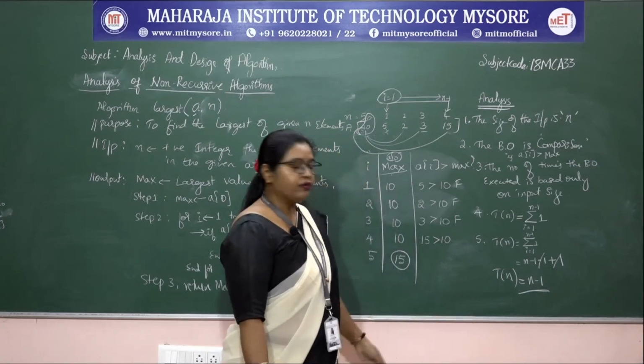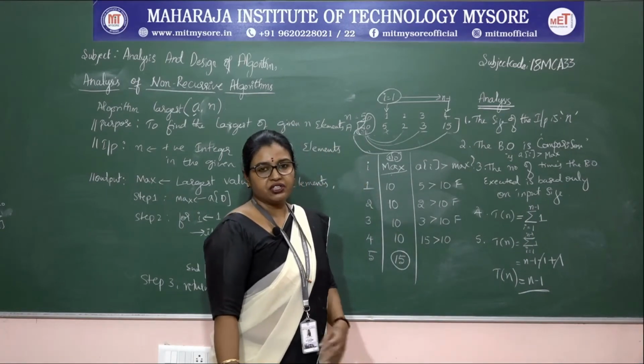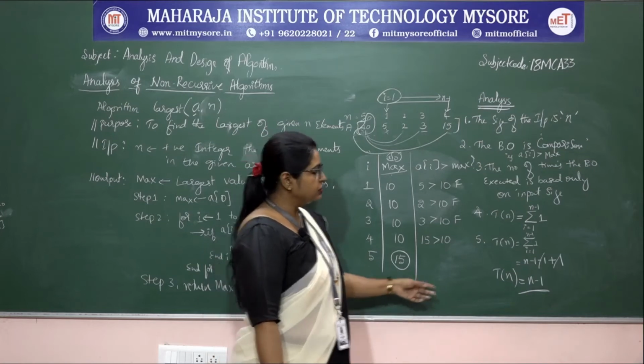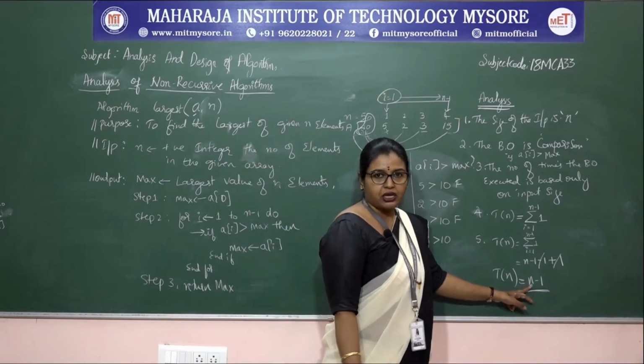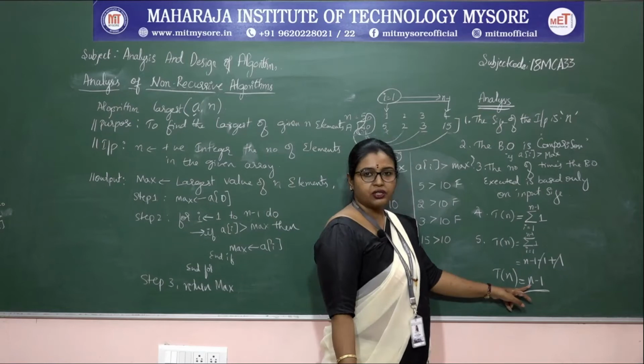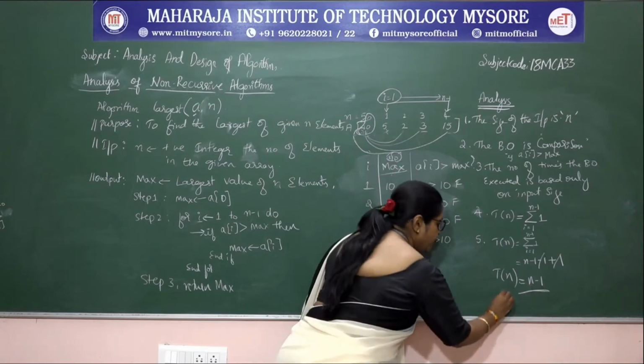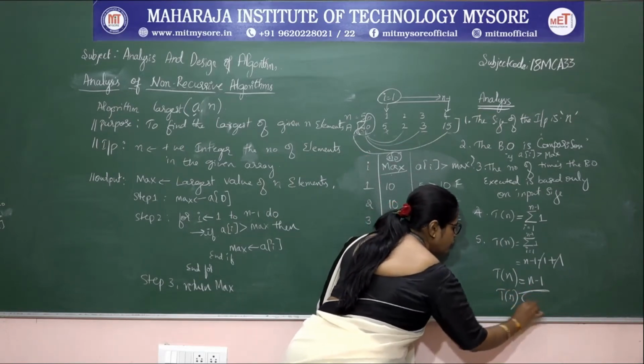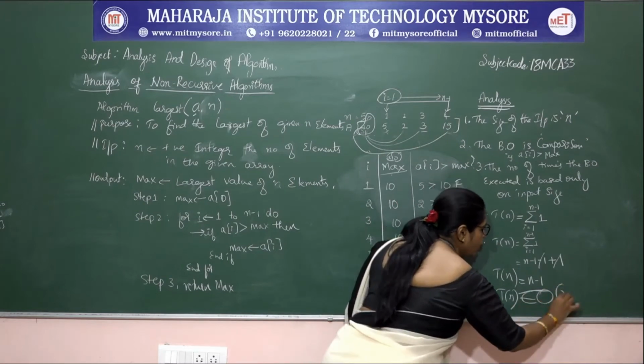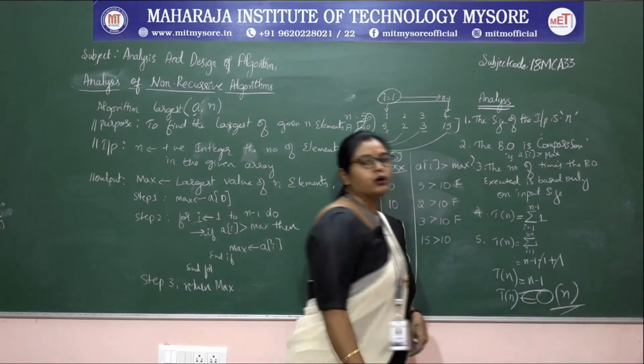So usually we represent the algorithm efficiency based on the higher order term of this equation. So what is the higher order term of this equation? N. So that is, T of n belongs to big O of n.